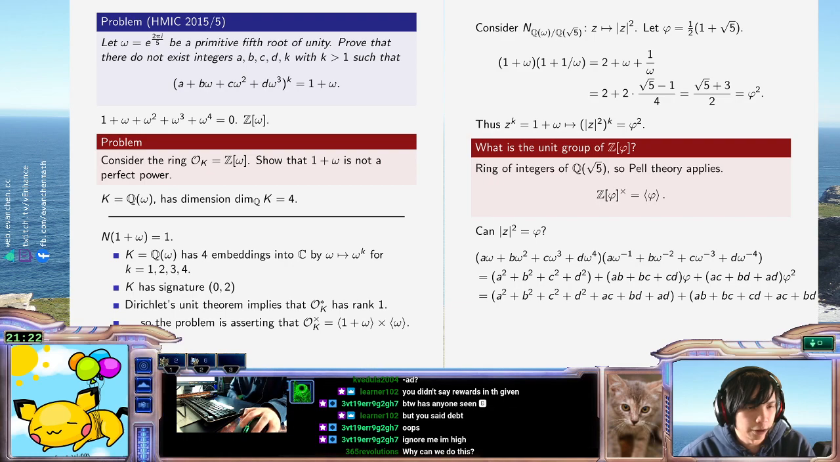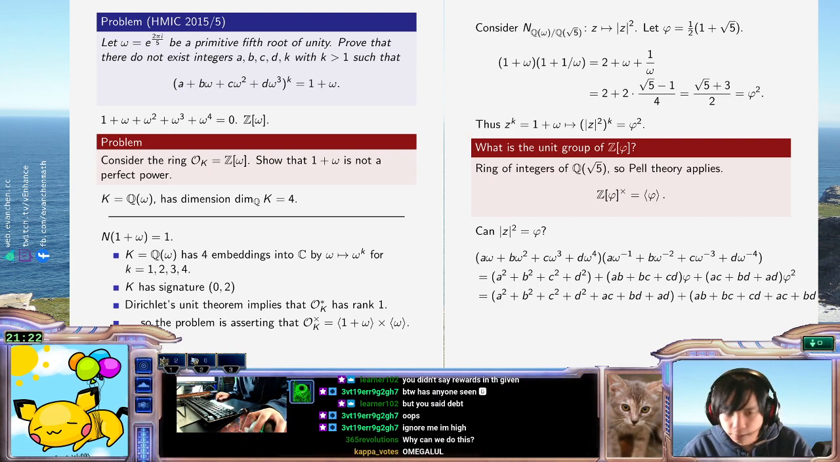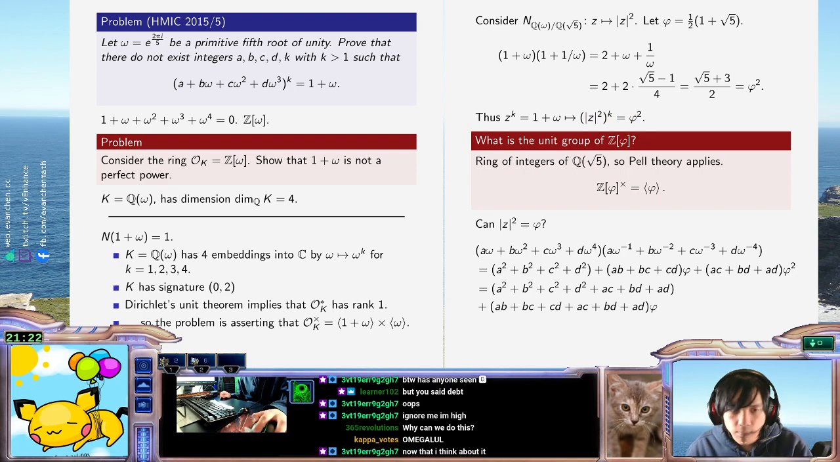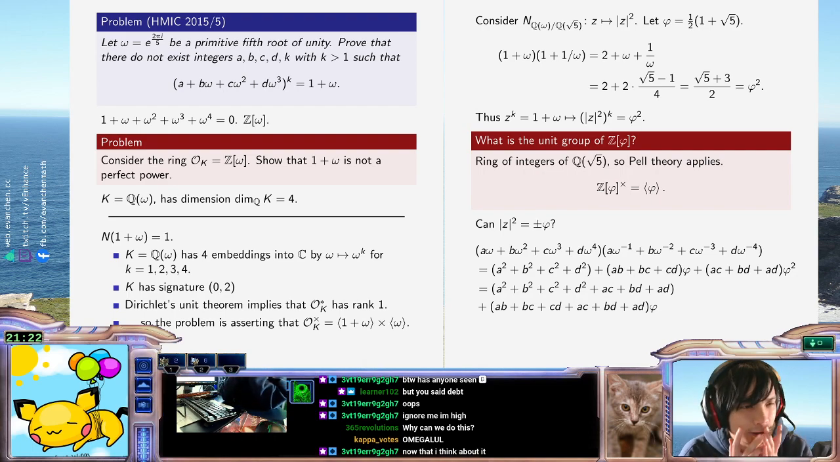Why can we do this? Because omega, omega squared, omega cubed, omega to the fourth is another integer basis for z adjoin omega. So I'm just changing the variable name slightly. Okay, everything looked believable up to here?